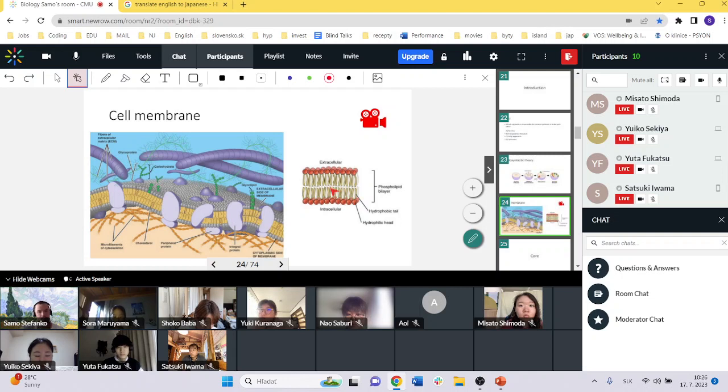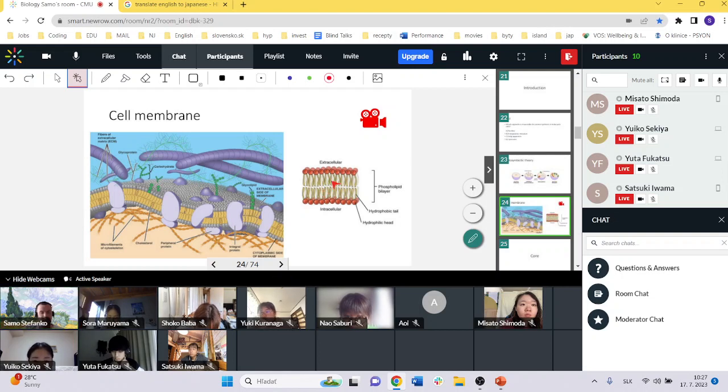As we see, we have two layers. Do you know if the heads are polar or non-polar regarding chemistry? I think the head is polar. Yes, the heads are polar and the tails are non-polar. So that's the reason why polar molecules cannot pass through the phospholipid bilayer, because here we have the non-polar part of the phospholipids inside the cell membrane. So polar molecules cannot get through the non-polar side.